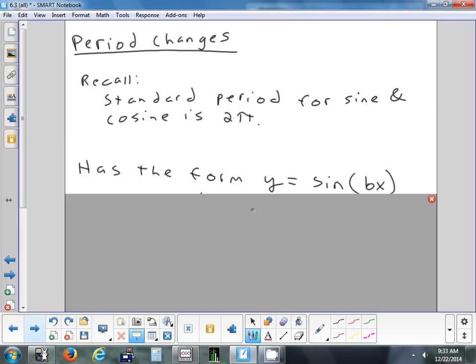So what that means is instead of going all the way to 2 pi before this graph is going to repeat, it's going to start repeating from 0 to pi. So we just compressed it. It's going to repeat more often.